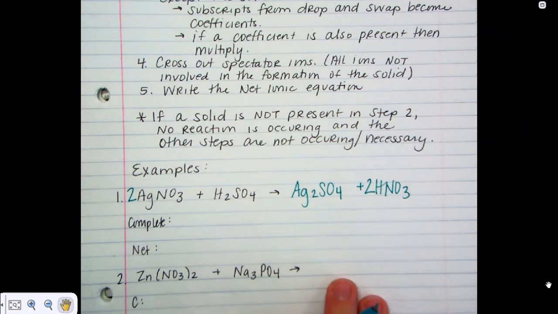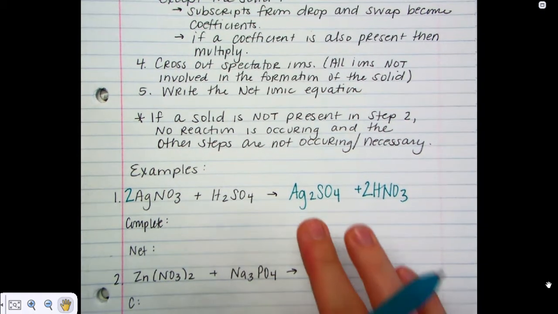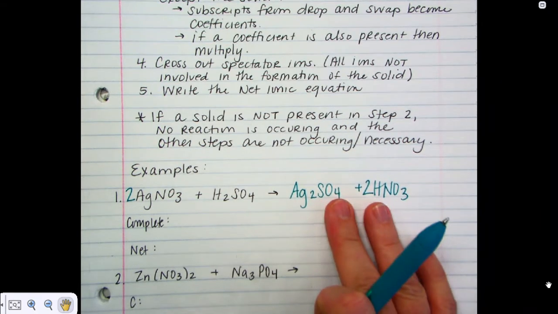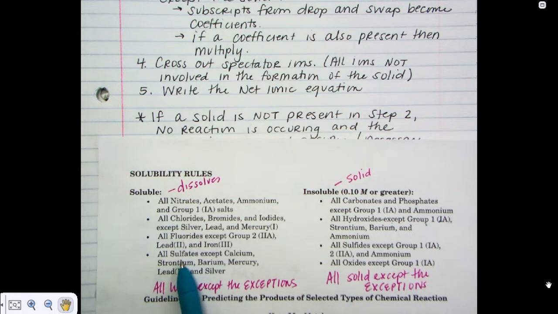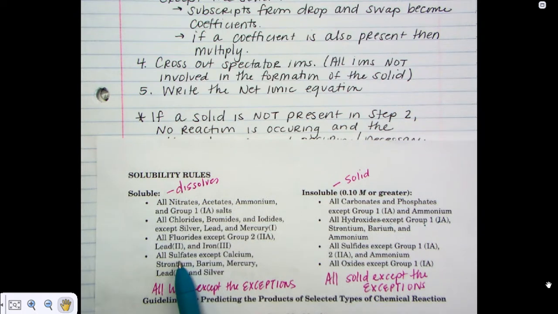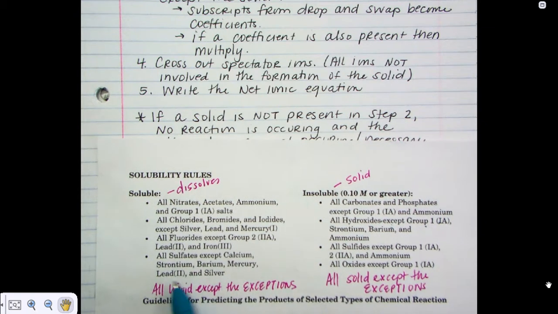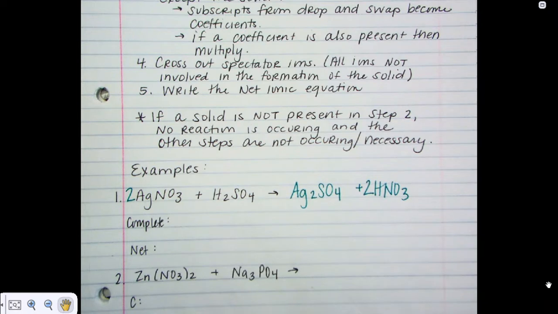All right. So now, step 2, check the products to see if I have a solid. Well, I already know that this is a nitrate. Nitrates are never solid. So I'm just going to check the sulfate. So all sulfates are soluble, except calcium, strontium, barium, mercury, lead 2, and silver. Well, this is silver sulfate, so this is my solid.